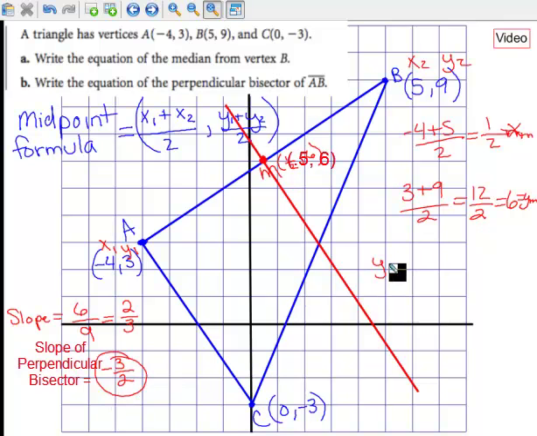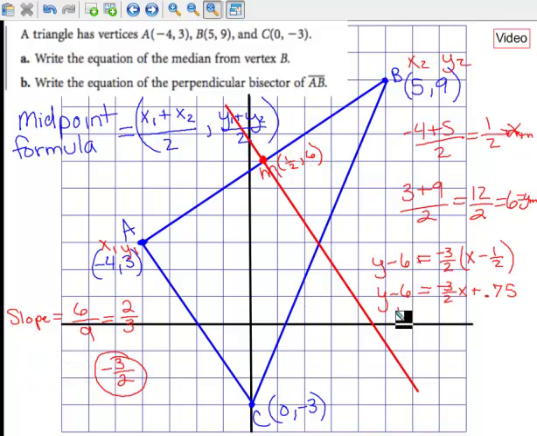So we have y minus 6 equals -3/2 times x minus a half. And to reduce that, I will distribute the 3/2, and then we will add 6. And we have y equals -3/2 x plus 6.75. And that looks about right if we look at where our y-intercept is.